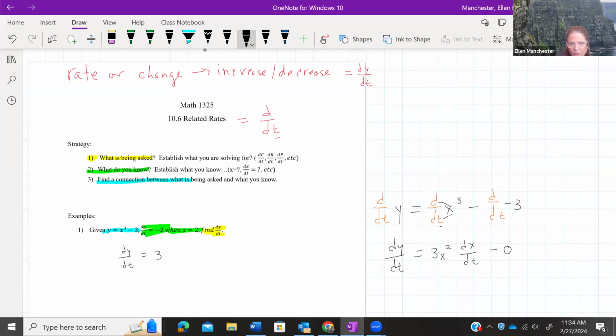So x is 2 squared. My dx dt is -2, and it's because it's given to us. And so now I just have to calculate. So my y is changing. So 3 times 4 is 12 times -2. It's decreasing by 24.